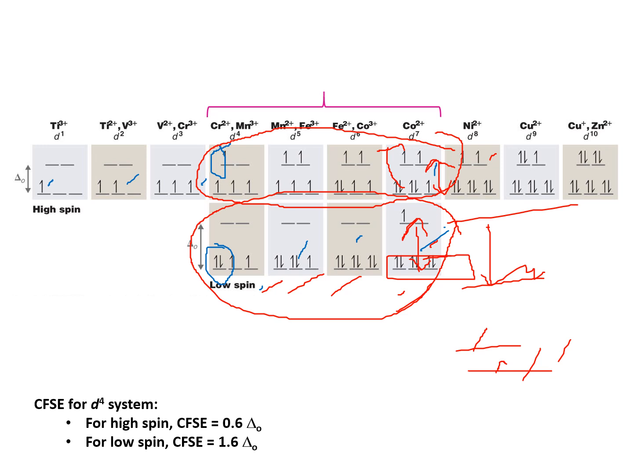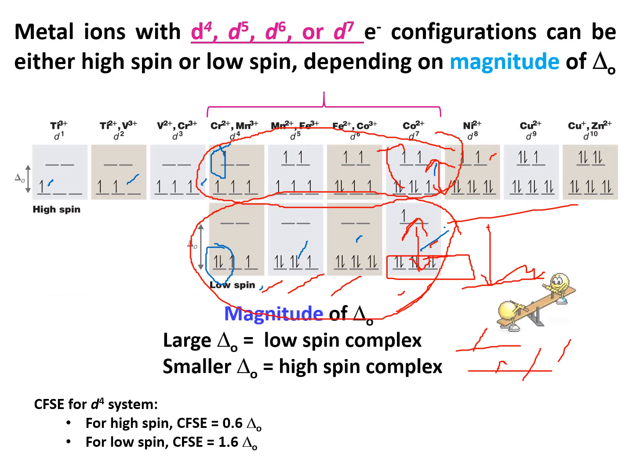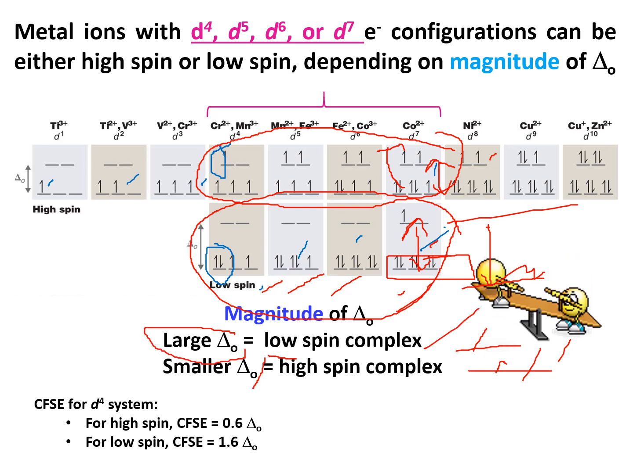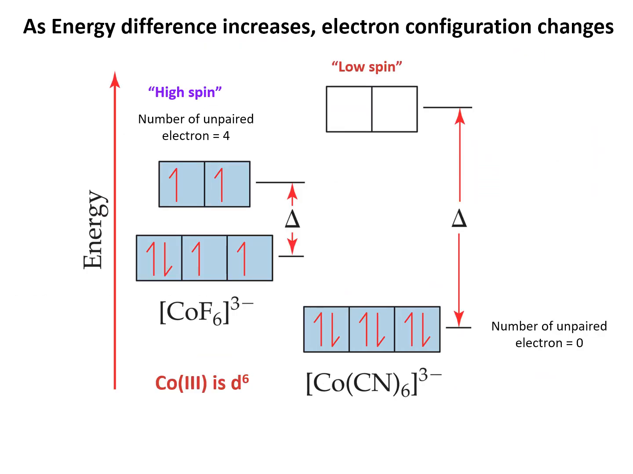We have to be extremely careful. We only have to see one thing, that is the pairing energy. When the pairing energy is high, that is, when delta is high, it will follow the low spin complex. With a smaller delta, it will follow the high spin complex. Now here comes the concept of the pairing energy.